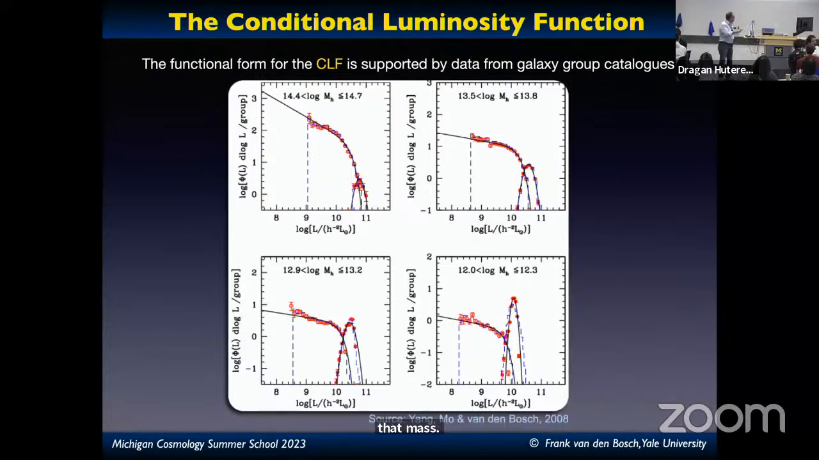If you do that for different group masses, you can see that the functional form I assumed, a log normal and a Schechter power function, is not a stupid assumption, because it fits the data that we get from galaxy group catalogs very well. So just to give you some motivation for why we picked that functional form.